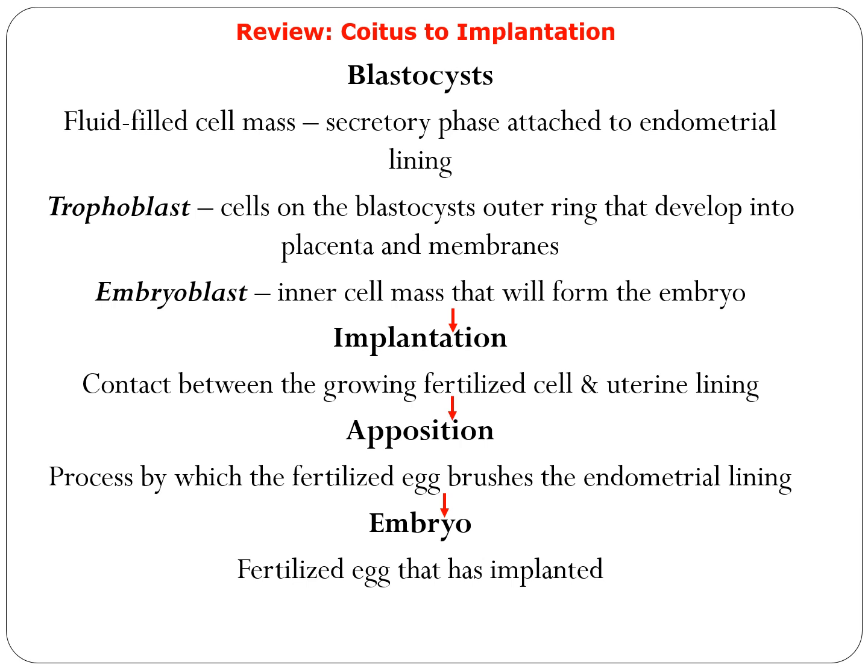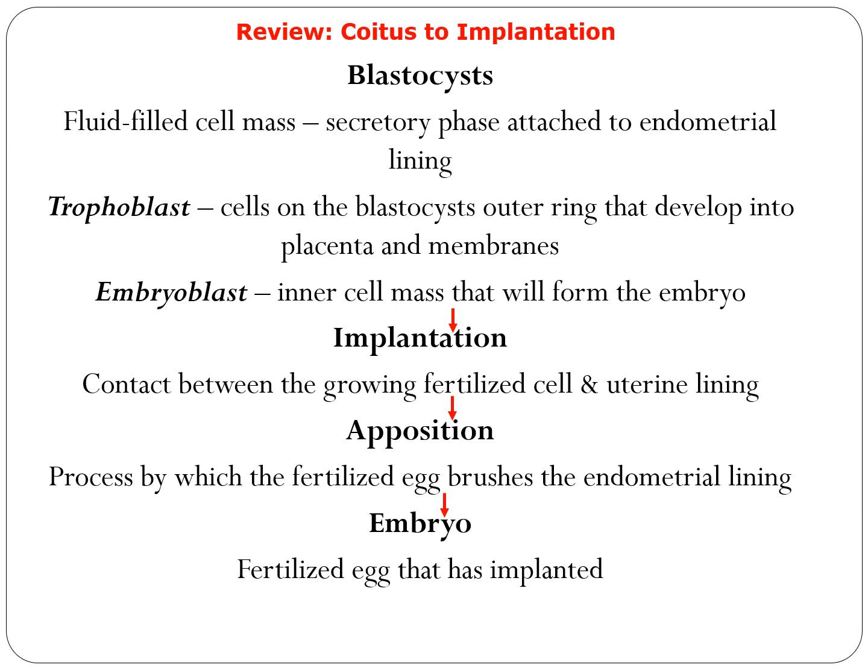This was all discussed in the other module video discussions: the contact between the growing fertilized cell and the uterine lining. The most important is the apposition. It is when the fertilized egg brushes the endometrial lining in our implantation. Then the embryo, or the fertilized egg, is now implanted. That is the review from the coitus to implantation.